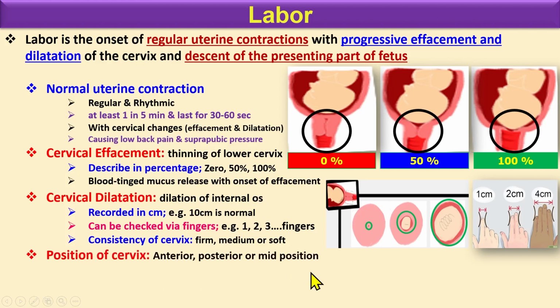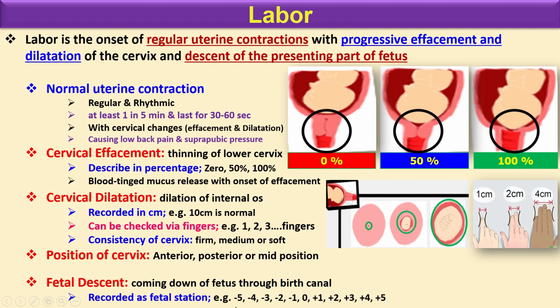Okay, and the position, as I mentioned, it should be anterior, and the fetal station, which is the coming down of the fetus through the birth canal. So -5 is the floating, and 0 is the engaged, and +5 is the crowning.